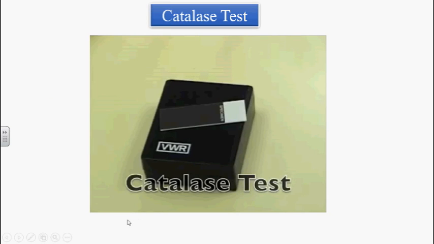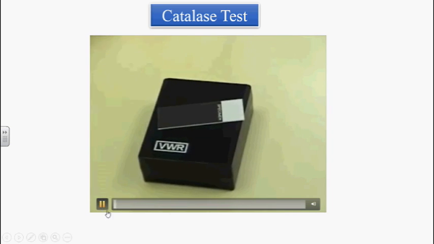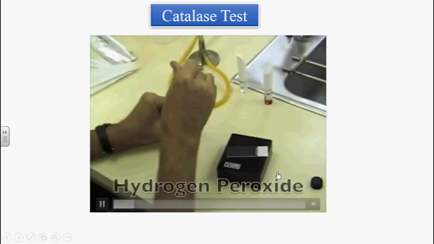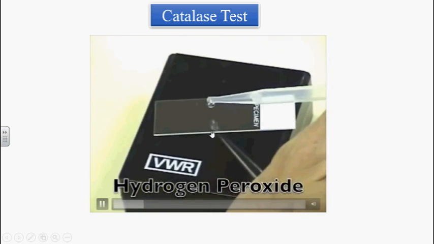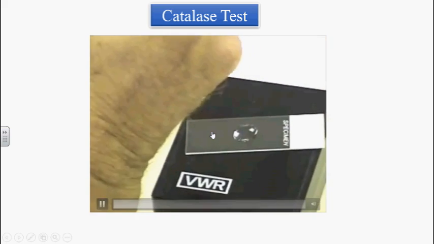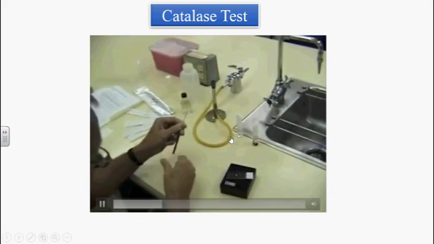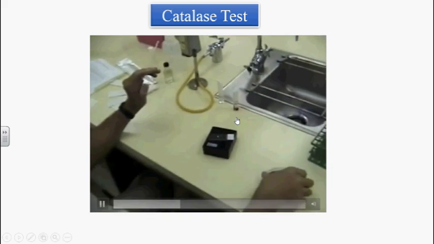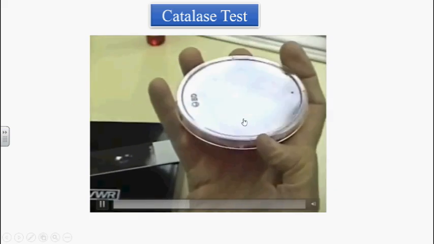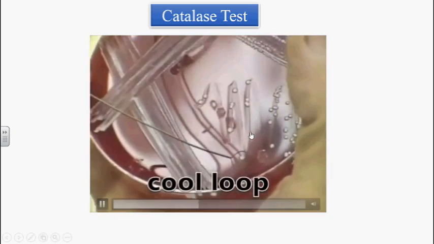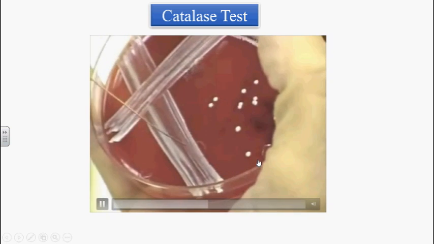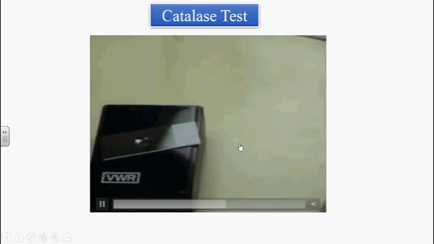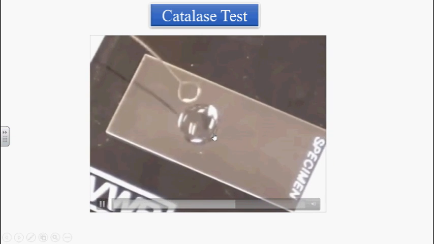Catalase test. We can watch a small video of the catalase test. So we have to take a glass slide. On the glass slide, put a few drops of hydrogen peroxide. To this hydrogen peroxide, take an inoculating loop, sterilize it by burning on a Bunsen burner, take a few colonies of Staphylococcus organisms from the culture plate, and inoculate those few organisms onto the hydrogen peroxide.